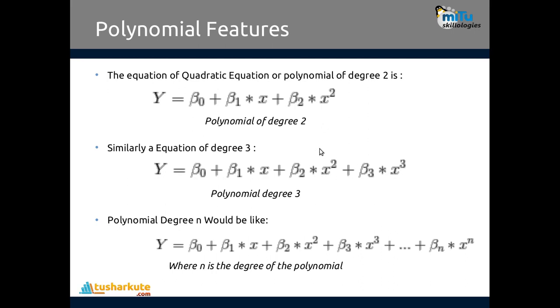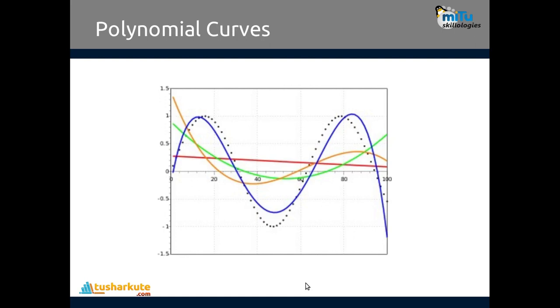So if x is the input variable, then b1 and b2 are the coefficients which are multiplied in degree 2. In degree 3 we are going to multiply x square and x cube. So polynomial degree n would be: b0 plus b1x plus b2x square plus b3x cube up to bn x raised to n, where n is the degree of the polynomial. Let's take an example of how exactly it is done.